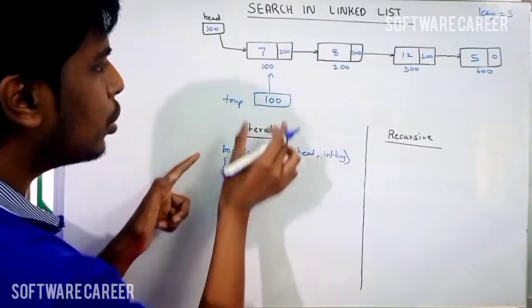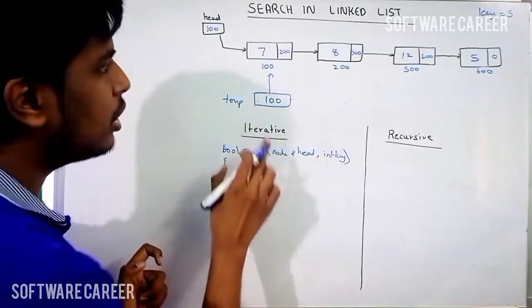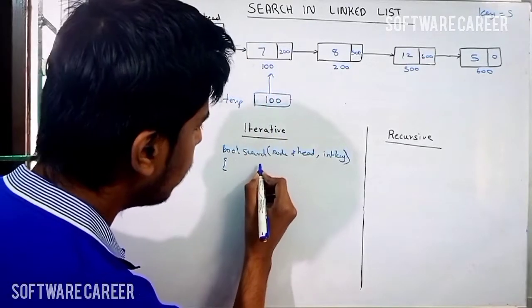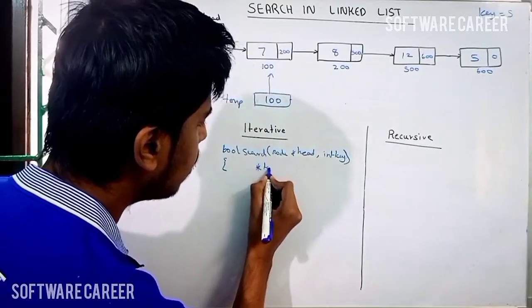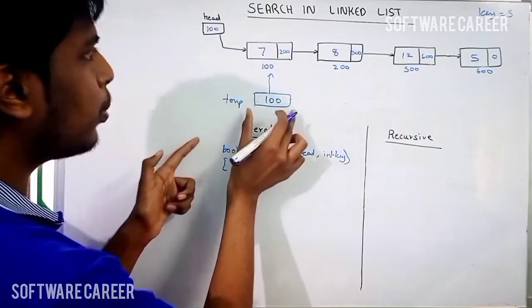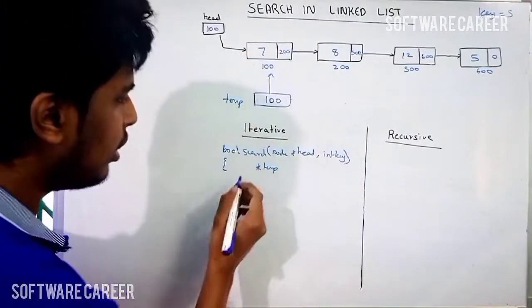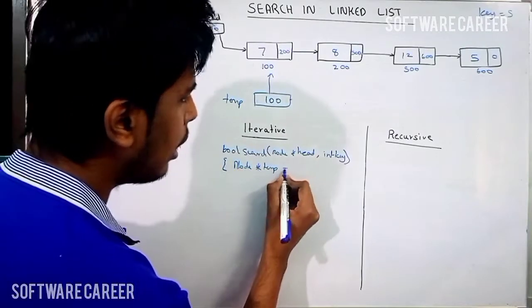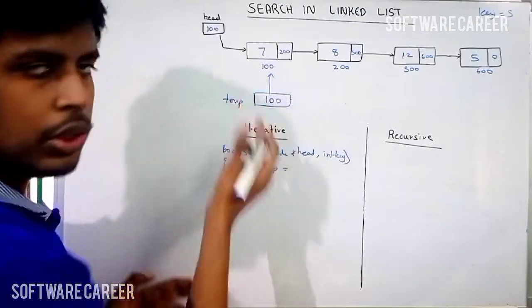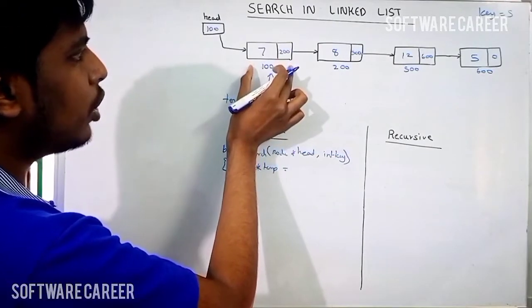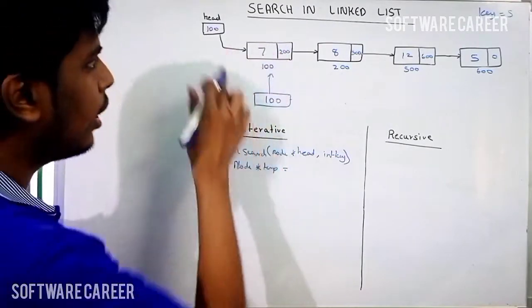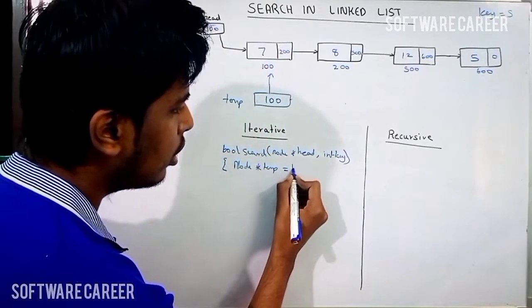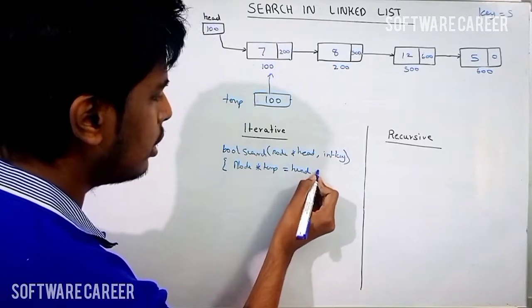Now at the starting you have created a temp pointer which is pointing to the first node, that is head. So I'll write here: pointer temp. This pointer temp is pointing to a node. Which node? The first node. The address of the first node is what? Head. Head is pointing towards 100. So you should write equals to head. This is the first step.